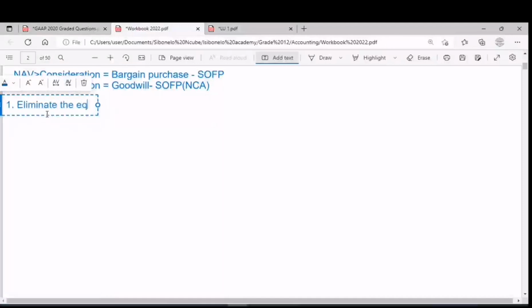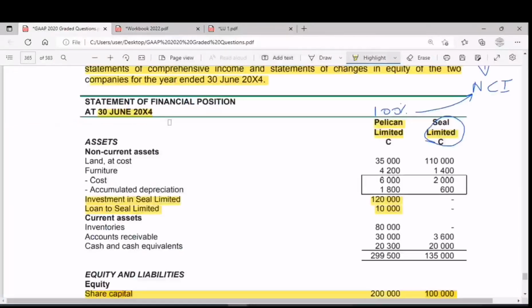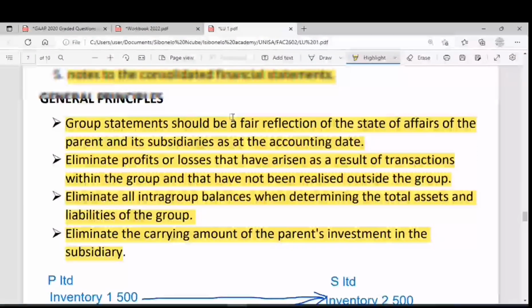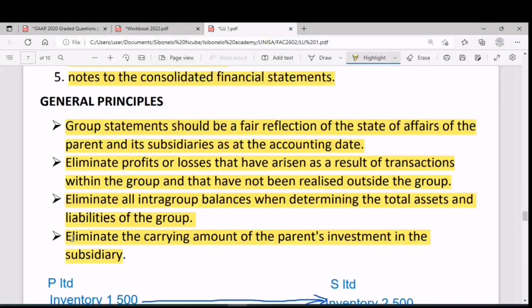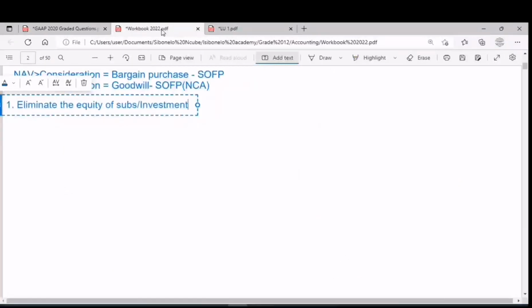the equity of the subsidiary, or, as we also say, the elimination of the investment. So we eliminate the investment. Remember that in the steps I gave you, in principle the last one is the elimination: eliminate the carrying amount of the parent's investment in the subsidiary. The pro forma entries show how we eliminate the parent's investment in the subsidiary. We do this in this elimination entry.